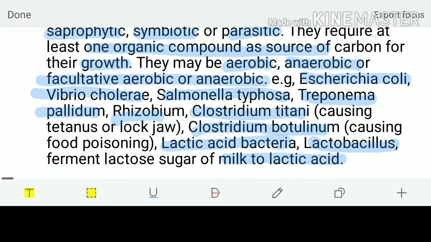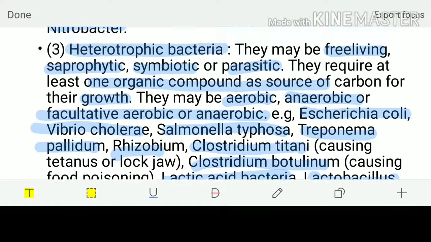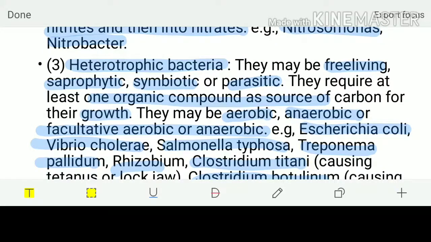Ultimately, these were the lifestyles of the bacteria. We have gone through three different lifestyles of bacteria: photoautotrophic bacteria, chemoautotrophic bacteria, and the third, heterotrophic bacteria.